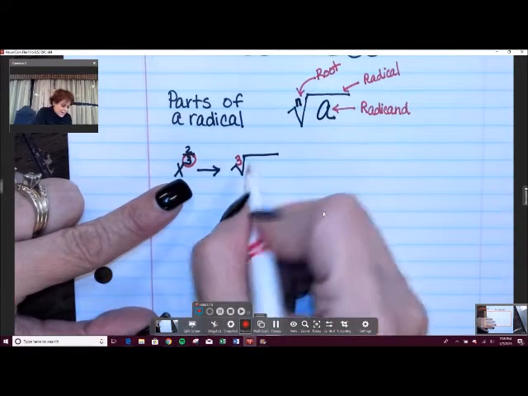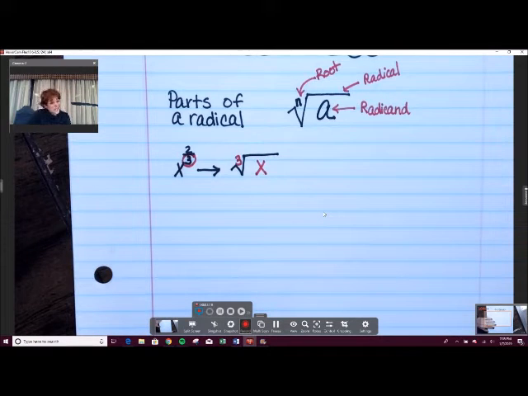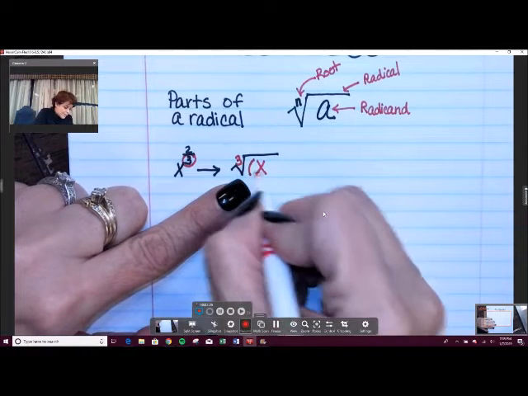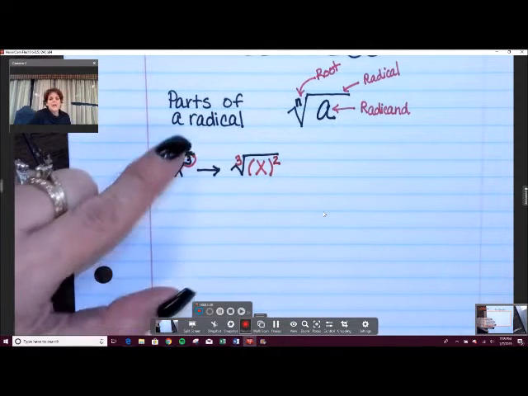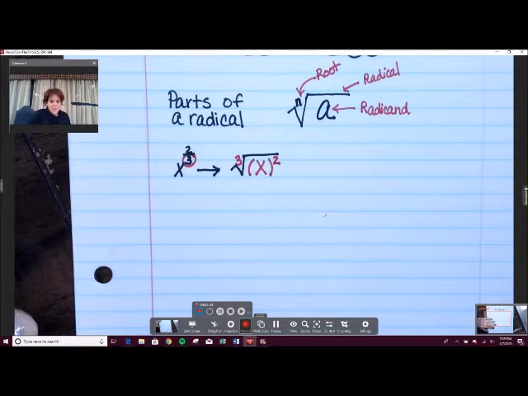All right, the x is my base. It's going under here. So I need to figure out, where does that 2 go? 2 is the actual exponent on whatever is under here. So I'm going to put parentheses around the x, and I'm going to put it to the second power. That's where the 2 goes. So this is the cube root of x squared.